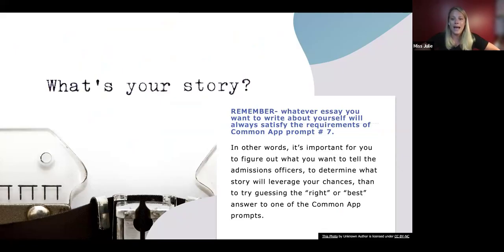Okay. So remember, whatever essay you want to write about yourself will always satisfy the requirements of Common App prompt number 7. It always fits Common App prompt number 7. It's important for you to figure out what you want to tell admissions officers. What do you want them to know about you to determine what story will leverage your chances, rather than trying to guess the right or the best answer.